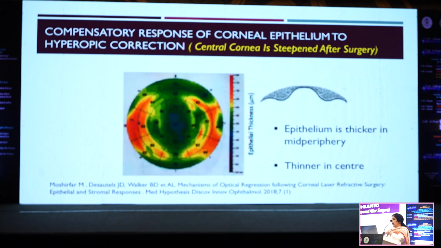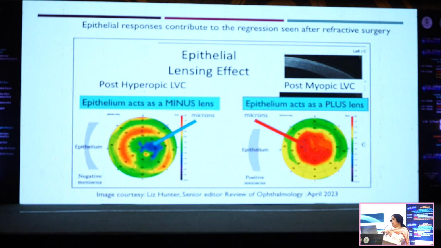Similarly, in hyperopic corrections, the central cornea is steepened after surgery, so the epithelium tends to become thicker in the mid-periphery and thinner in the center. And thus, in myopic LASIK, it acts as a plus lens, and in hyperopic LASIK, it acts as a minus lens and tends to lead to regression.